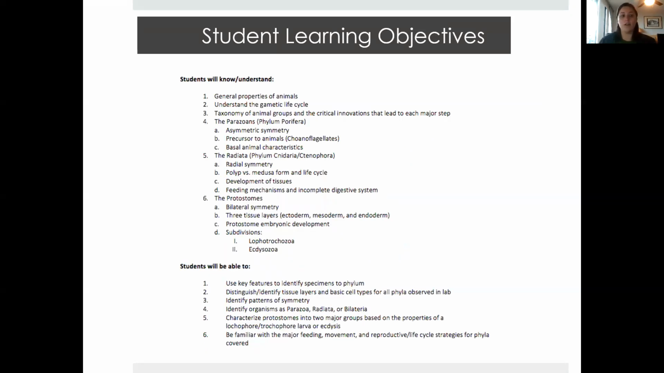So here are our learning objectives. I'm not going to go through all of them, but this is important to read and look over, especially for preparing for the lab practical or maybe quiz 2. It's really important to know what you're supposed to be getting out of this and what you're expected to be able to recall.